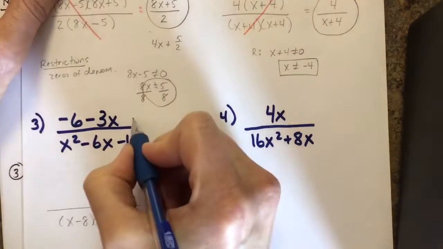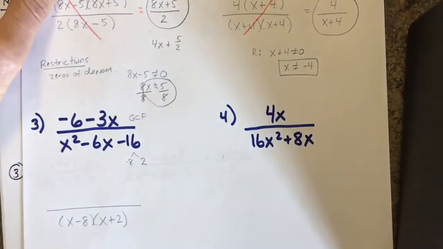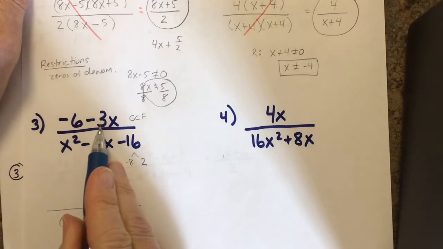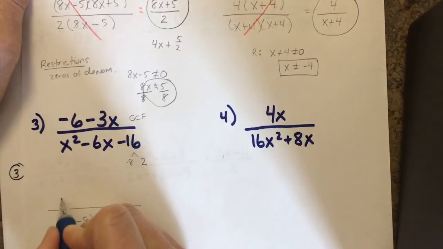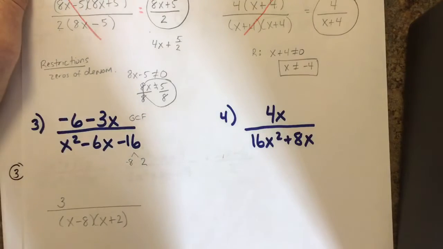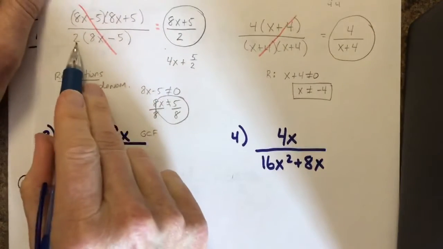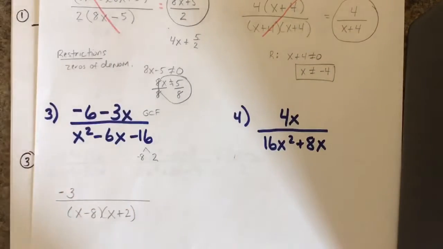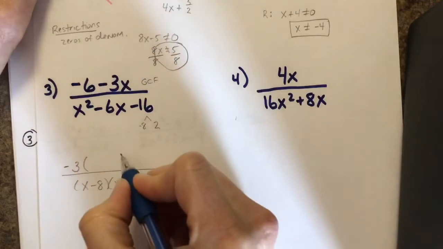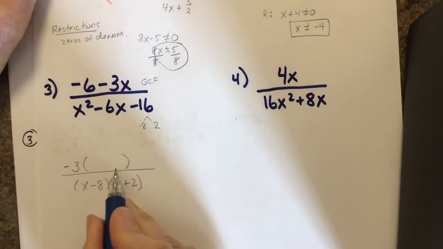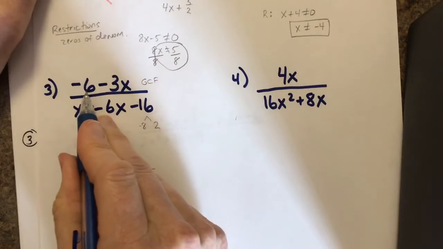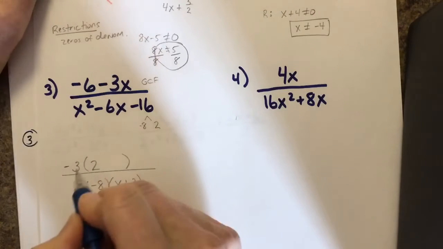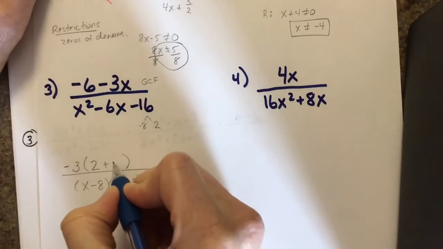Now the numerator just has a GCF. Now, what is the GCF of -6 and -3? Well, I could take out a 3, like here I took out a +2, or I could take out a -3. Which one do I want to take out? Well, it depends on what's left over. If I take a negative 3 out of negative 6, negative divided by negative, I get a positive 2. If I take a negative 3 out of negative 3x, I get a positive x.